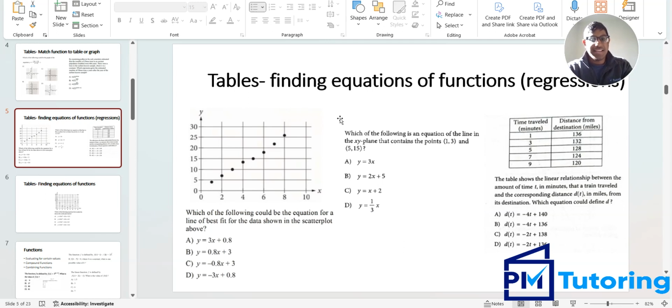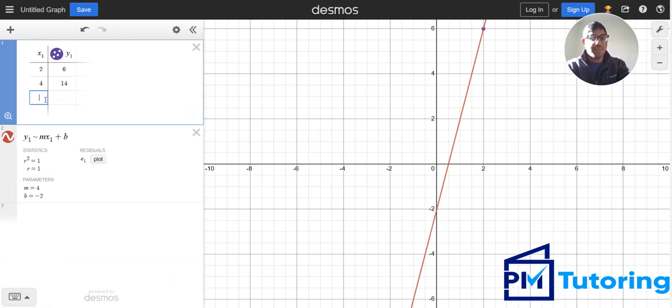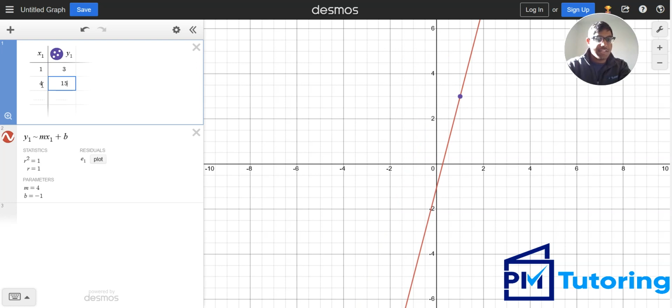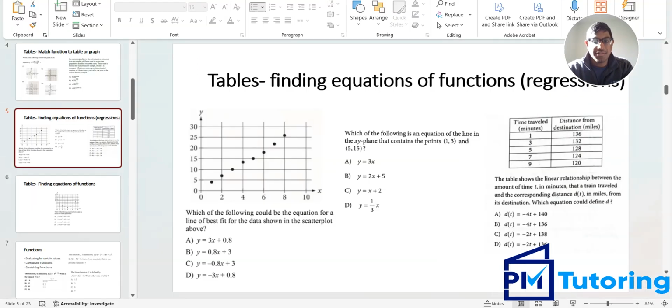Now, we don't even need a chart. We don't need a scatter plot, right? We could do this directly from 2 points if we wanted. If we wanted the equation of a line that contained the point 1, 3, and 5, 15. So let's just get rid of the bottom point here, and we can make this 1, 3, and that is 5, 15. And you could see the m, our slope, is 3. The b, the y-intercept, is 0. That would be 3x plus 0, or in other words, just 3x, which is A.